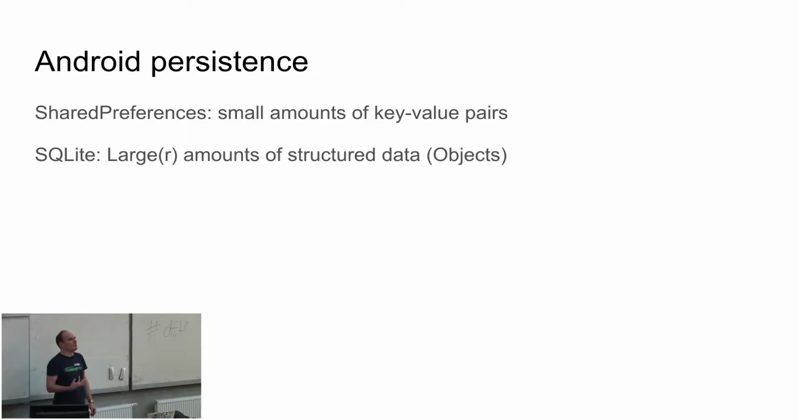Before we dive into Room, let's have a quick recap about Android persistence. Basically, if you want to store stuff in Android, you have two options. You either store small amounts of data in your shared preferences, but that's only suitable for settings and very small amounts of data because it's stored as an XML file. For any serious amount of data, you probably want to use a database, and Android provides a SQLite database implementation for that.